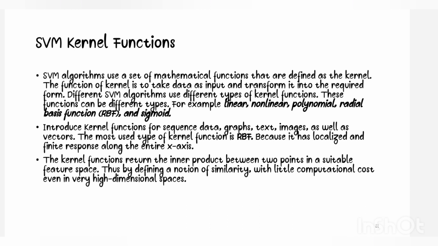SVM kernel function. The SVM algorithm has a set of mathematical functions that are defined as the kernel function. The kernel takes the data as input and transforms it into the required form. Different SVM algorithms use different types of kernel function. They are linear, non-linear, polynomial, radial basis function, and similar. The kernel function returns the inner product between two points in a suitable feature space. They define the notion of similarity, with a low computational cost, even in very high dimensional space.